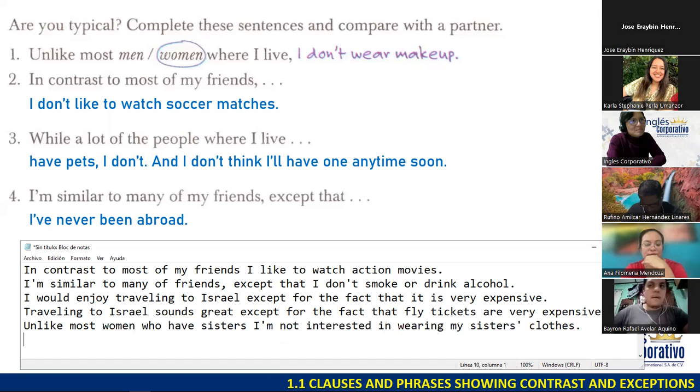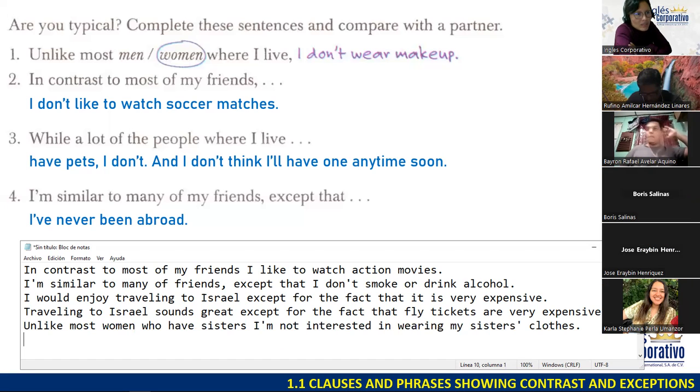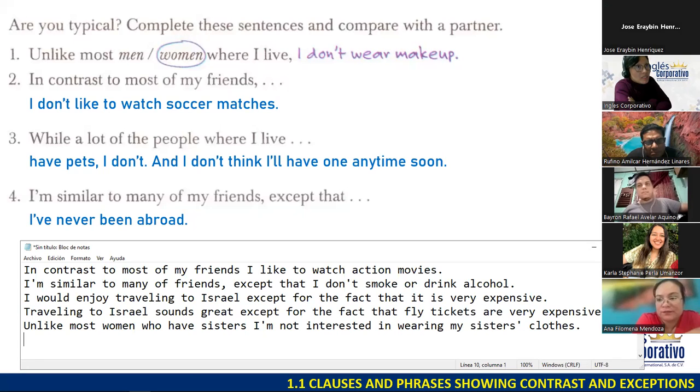Anyone else? Le voy a bajar la manita para no confundirme. Anyone else? Don't be shy, guys. Let's practice. Let's listen to your sentences. I think there are lots of opportunities, right, when we make mistakes. Jose, tell me.